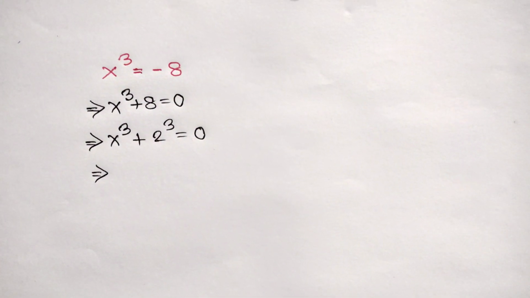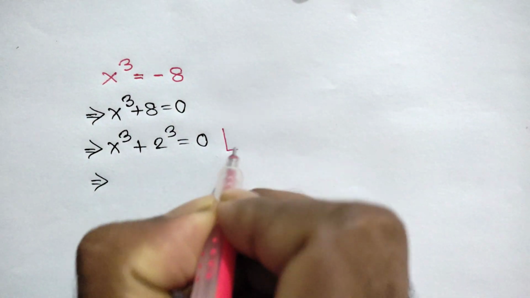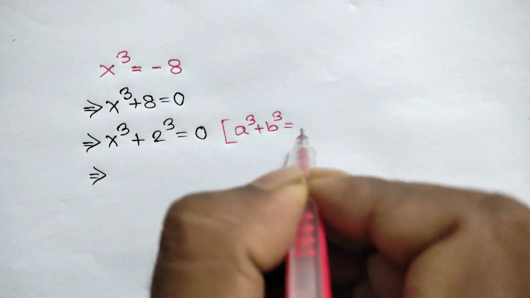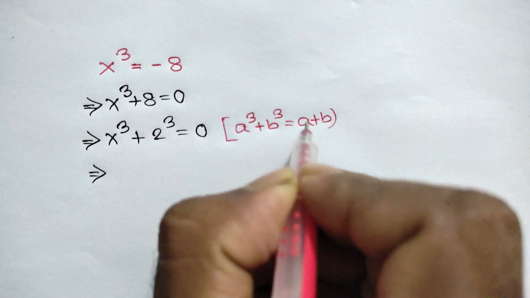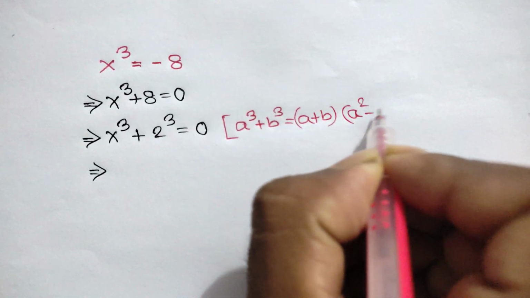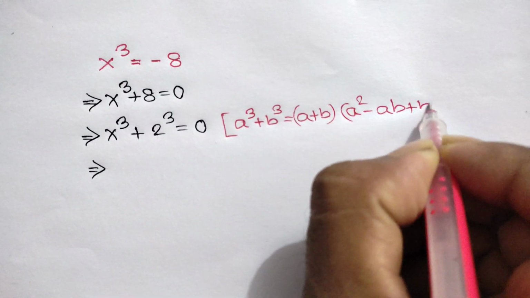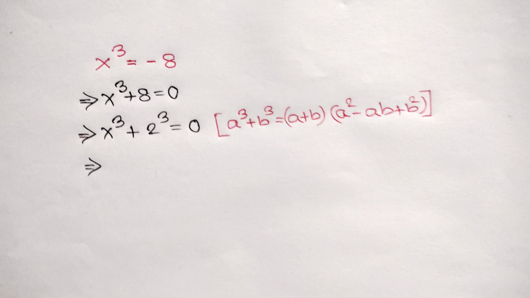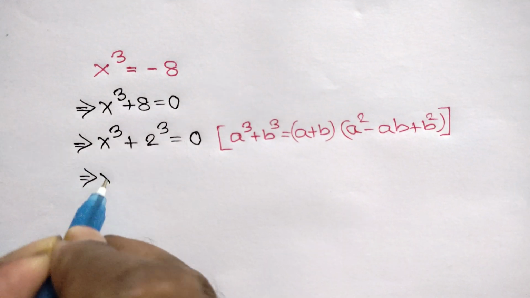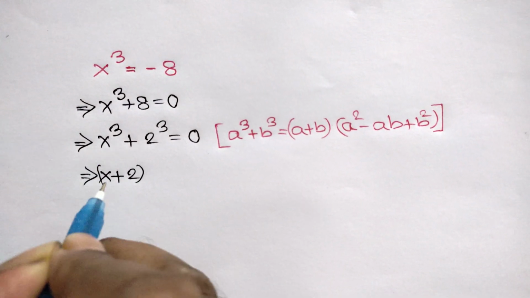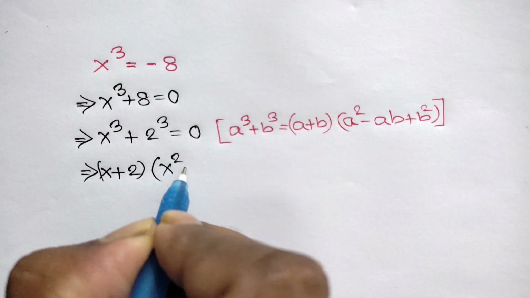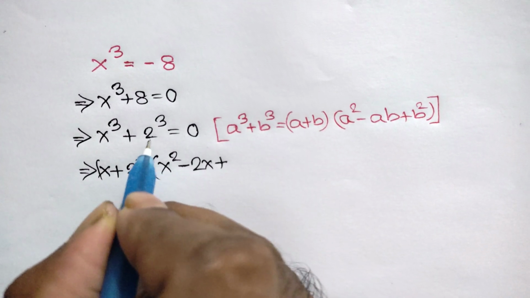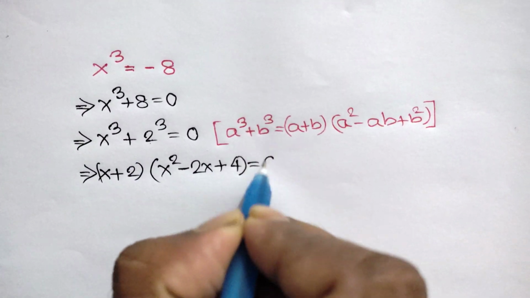Now we know that a cube plus b cube is equal to (a plus b) times (a square minus ab plus b square). Now apply this formula. Here we can write (x plus 2) times (x square minus x times 2, that is 2x, plus 2 square, that means 4) is equal to 0.